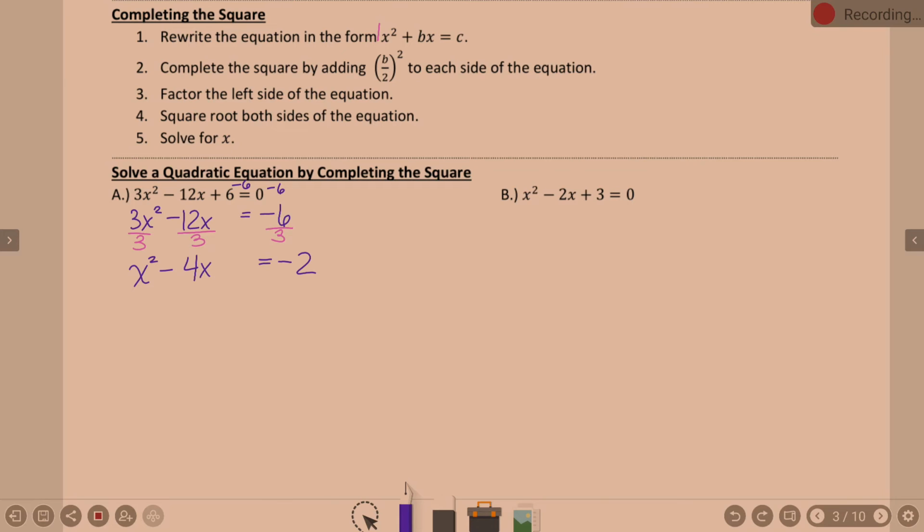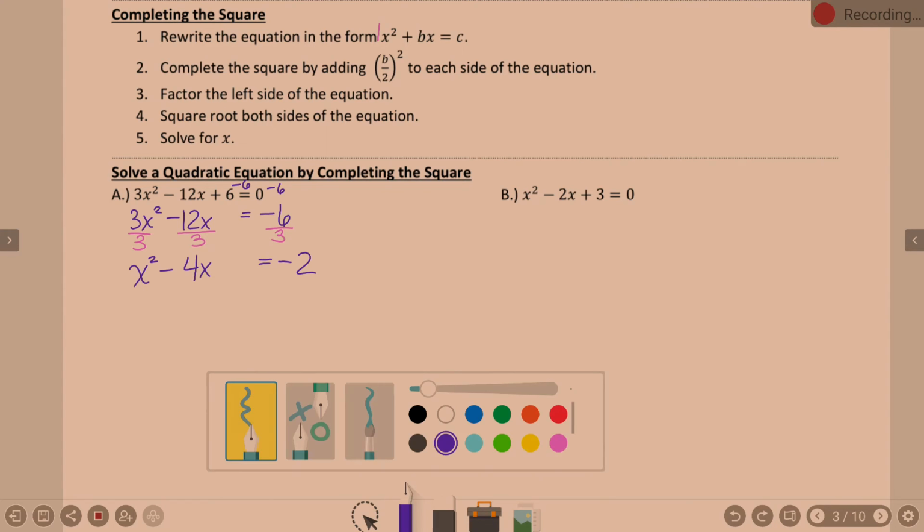Rewrite the equation in the form 1x squared plus bx equals c. Step 2. This is officially what completing the square is. Complete the square by adding b over 2 quantity squared to each side of the equation.